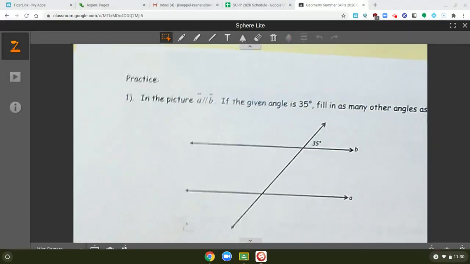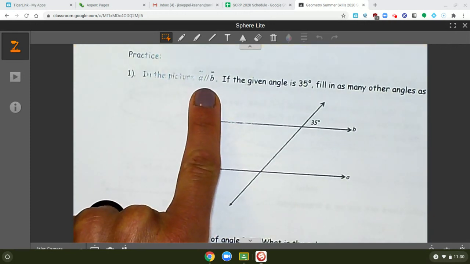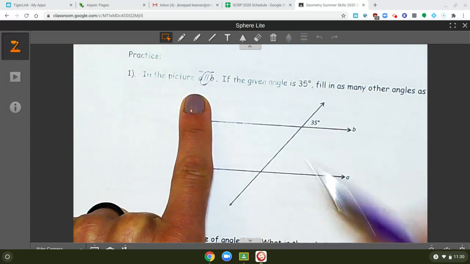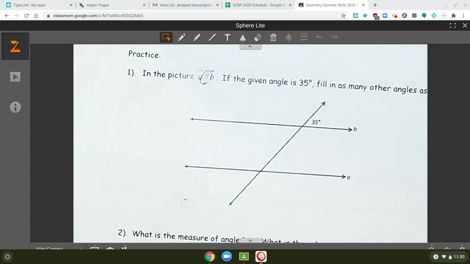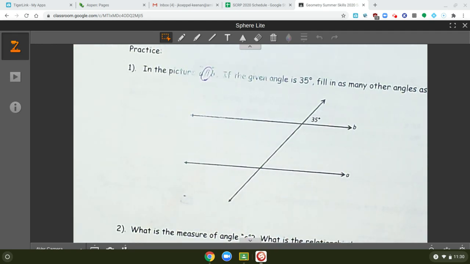All right. So in the picture, we have line A B is parallel. So that symbol for parallel looks like two backslashes. That's the parallel symbol to line B. If the given angle is 35, fill in as many other angles as you can. All right. Well, in this case, we should be able to fill in all of the other seven angles.